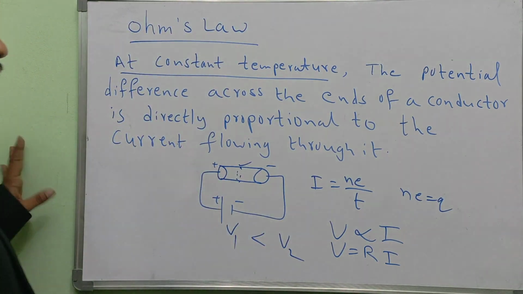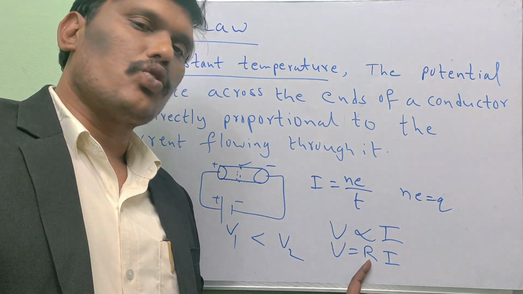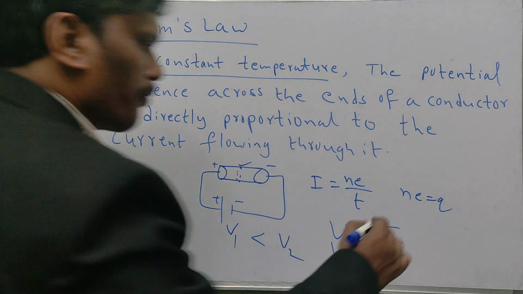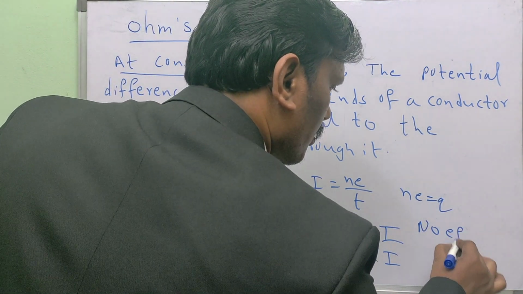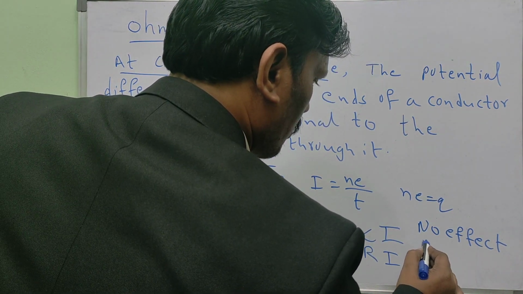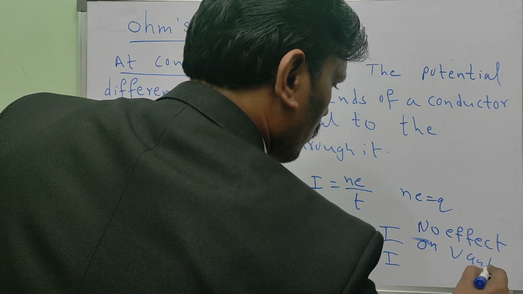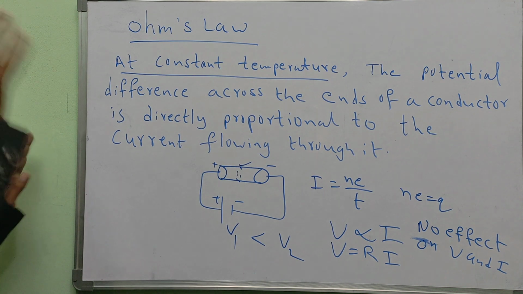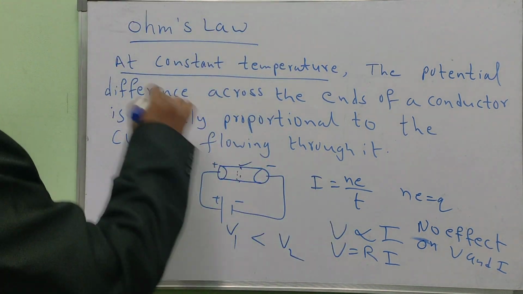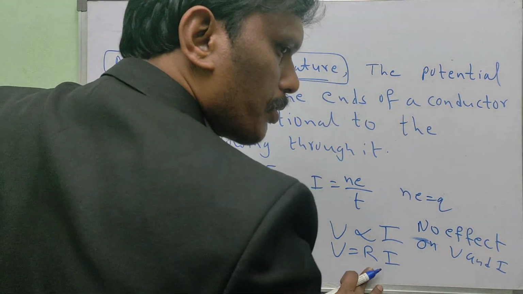Resistance R. So here resistance has no effect on potential and current. Why? Because this is the proportionality constant. So resistance has no effect on V and I. Why? Because that is the proportionality constant, and we are considering constant temperature. Why? Because here R is the constant we consider, the proportionality constant.